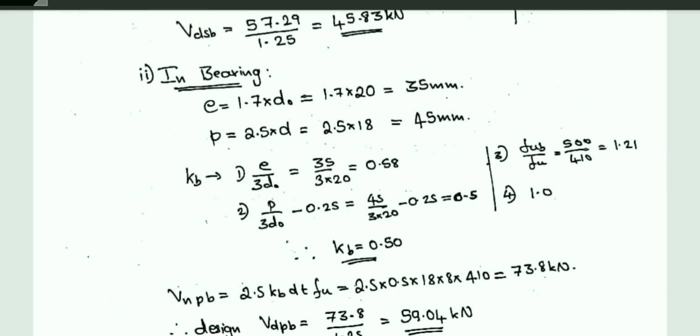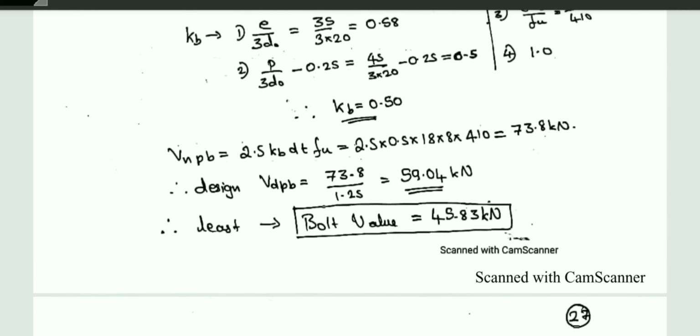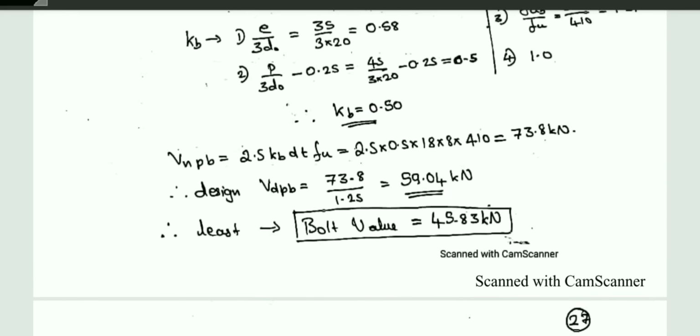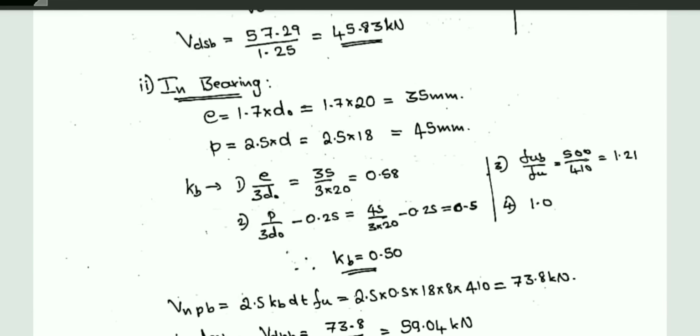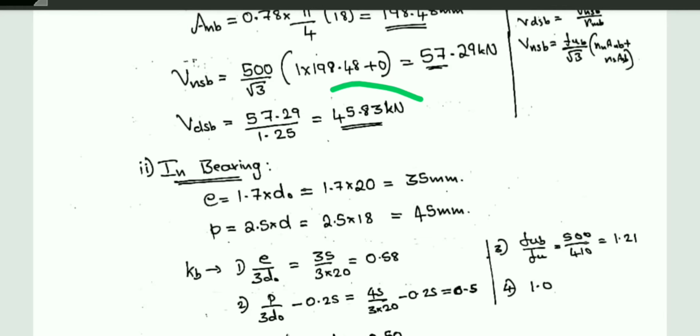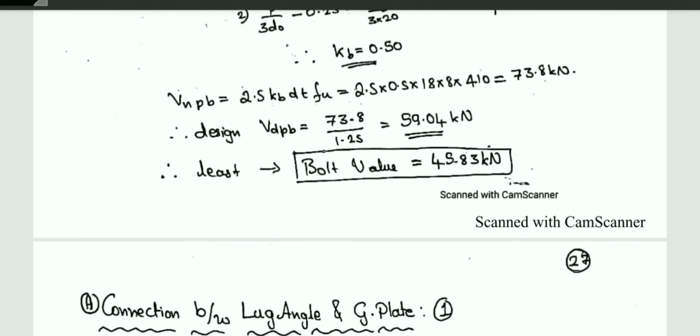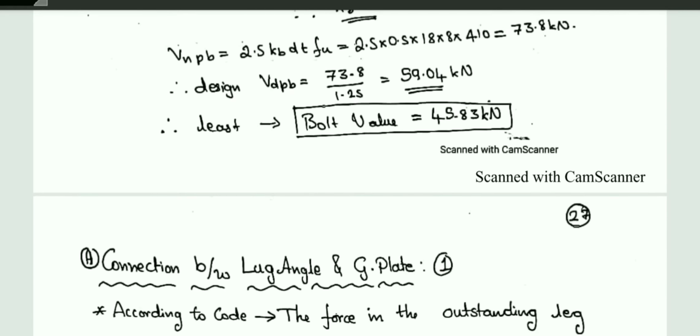Okay. So you can assume no problem in this, you can take somewhat greater value itself. So by substituting those values you'll get V_dpb becomes 15.9. Okay, this is 15.9. Next the minimum value from V_dsb is 45 and V_dpb is 59.04. So the minimum is 45.83. Bolt value is this one, 45.83.